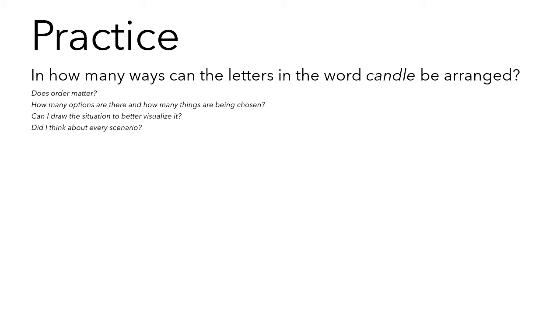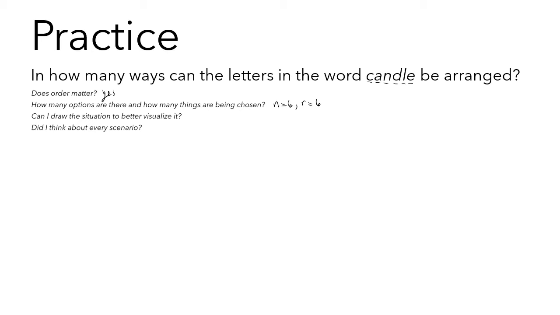Alright, let's try a permutation combination example. So the question is, in how many ways can the letters in the word candle be arranged? So first question, does order matter? In this case, yes, because we're talking about a word, and the order of the letters will change the word, so order here does matter. Number 2, how many options are there and how many things are being chosen? Well, we've got 6 letters, and we're just rearranging them, so we've got 6 spots. So n is going to equal 6, and we're choosing r. r equals 6 as well. So r and n are both 6 here.